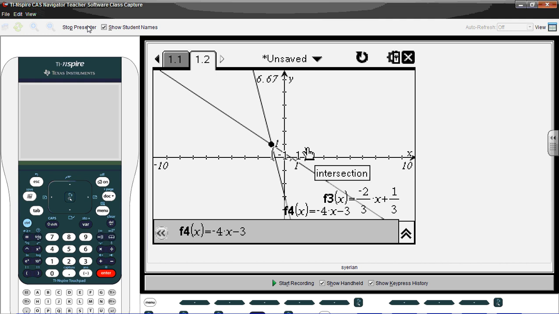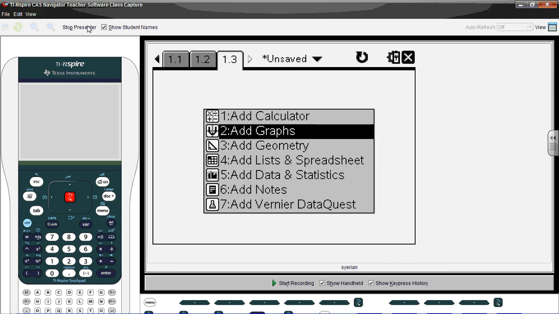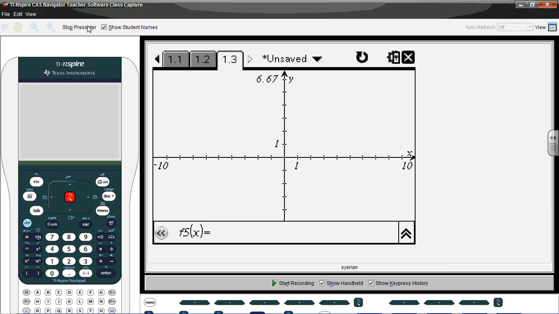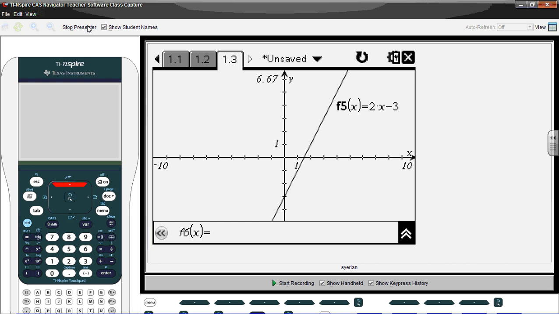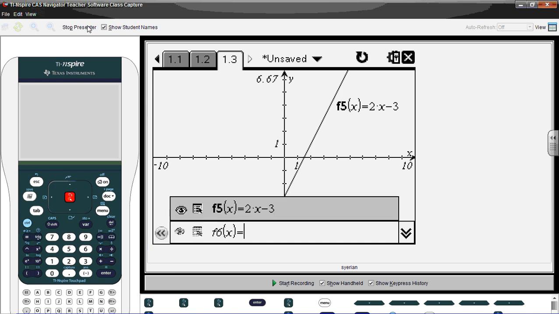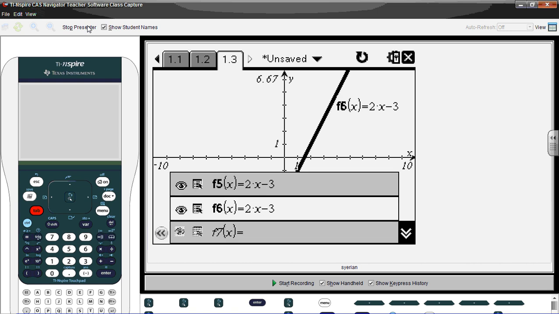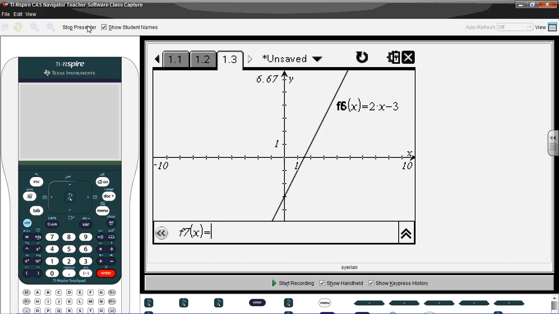So go add a page. Control doc, graph page. For f of 5 and f of 6, enter those two equations in, which are the same, aren't they? 2x minus 3 and 2x minus 3. Then you hit tab, right? Yep, tab until it goes down to the next one. Oh, you're at 7. Go up 1. There you go. 2x minus 3. Then push tab, and I'll push enter. There you go. You got them both.